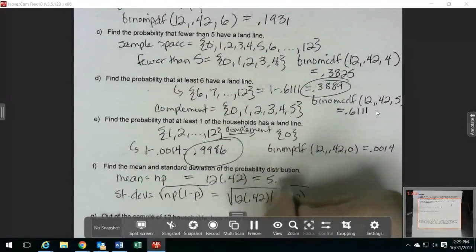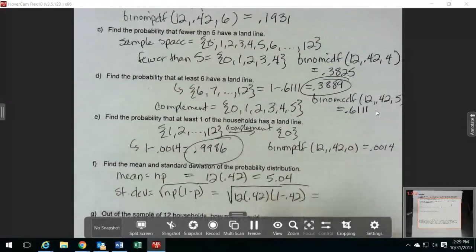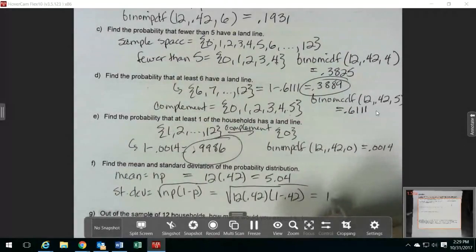So our mean would be 5.04, and our standard deviation is going to be 1.71.